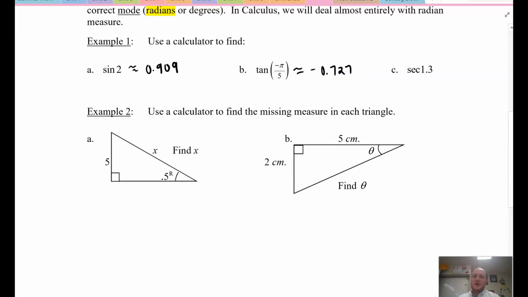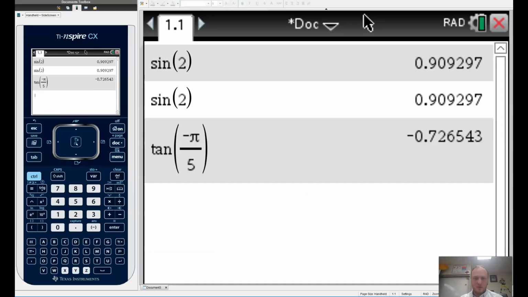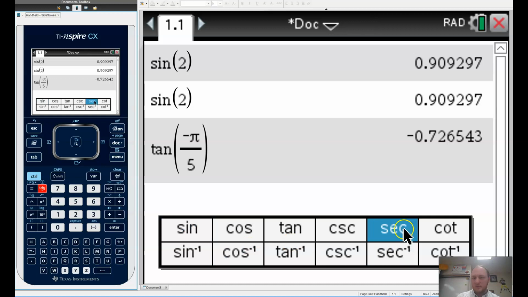All right, last but not least, secant of 1.3. Okay, so trig, there you are, secant.